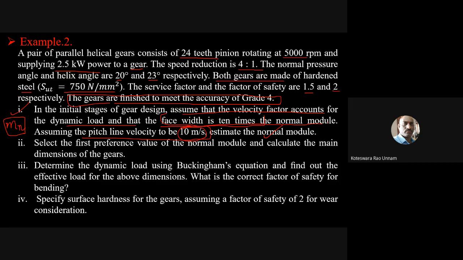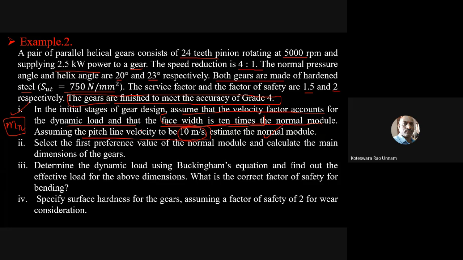Since he has given the number of teeth, I can calculate the virtual number of teeth with the help of the helix angle. Once I know the helix angle, I can calculate the beam strength and the effective load also. Then the factor of safety is 2, given. So for safety, based on this velocity factor approach, your beam strength should be equal to the P effective. From that I can calculate the normal module. That is the first part of the question.